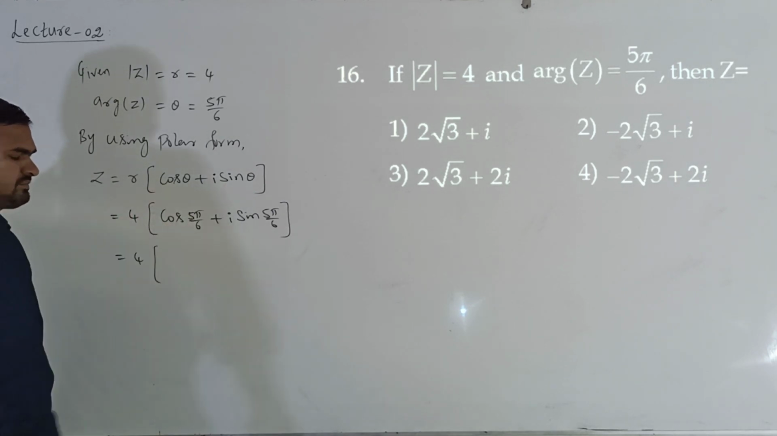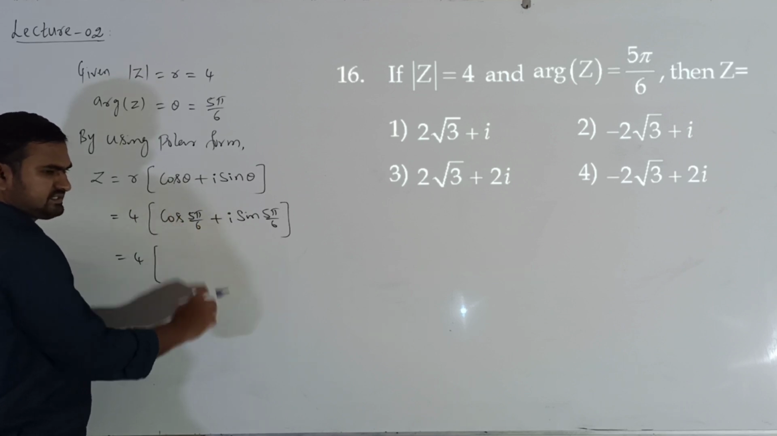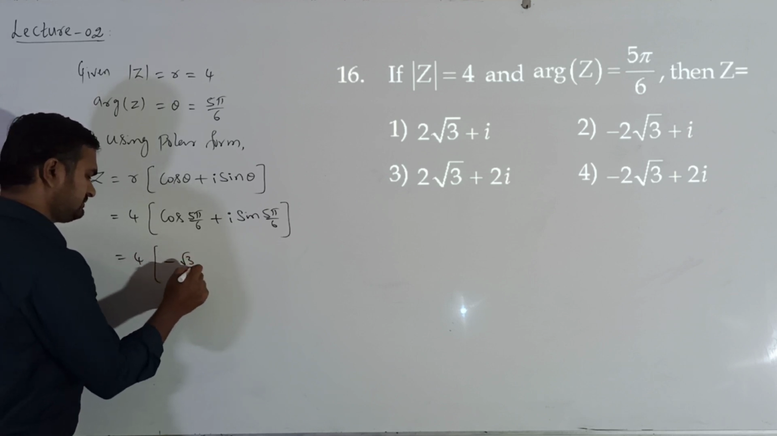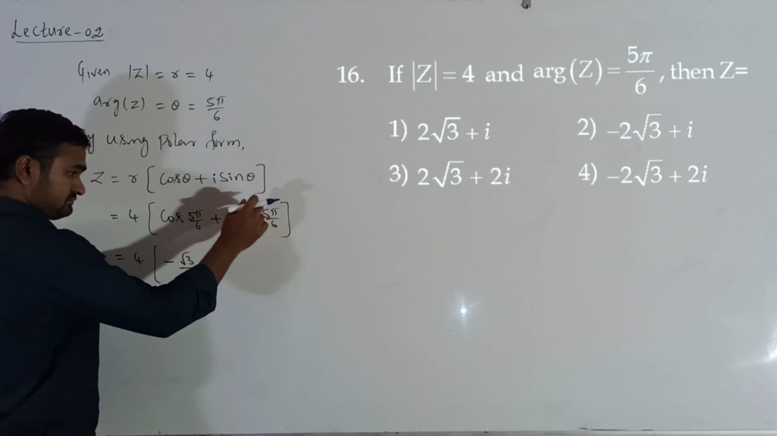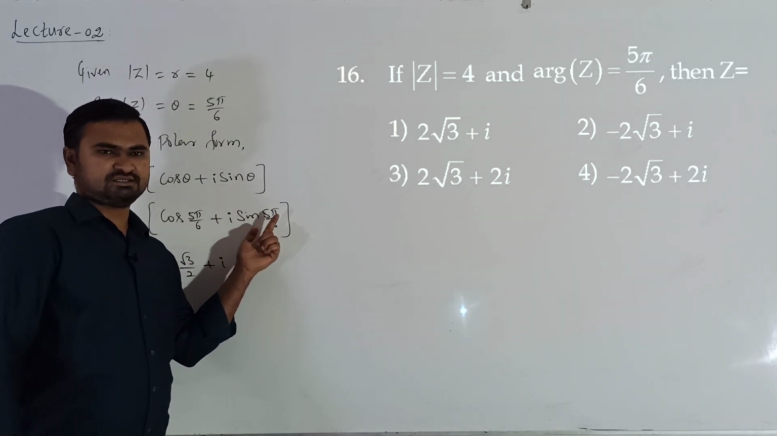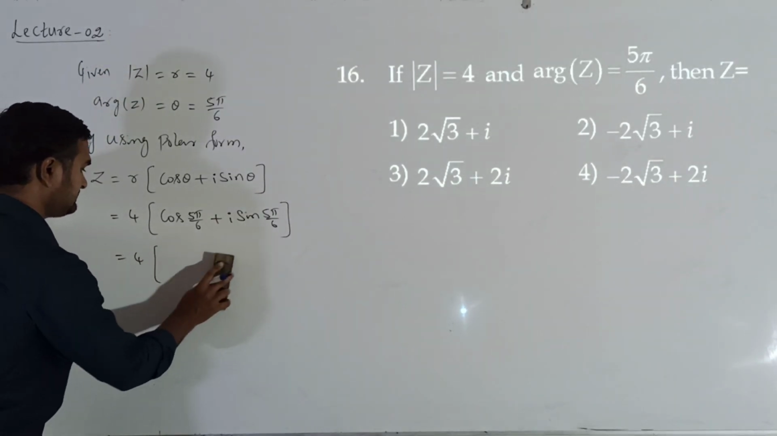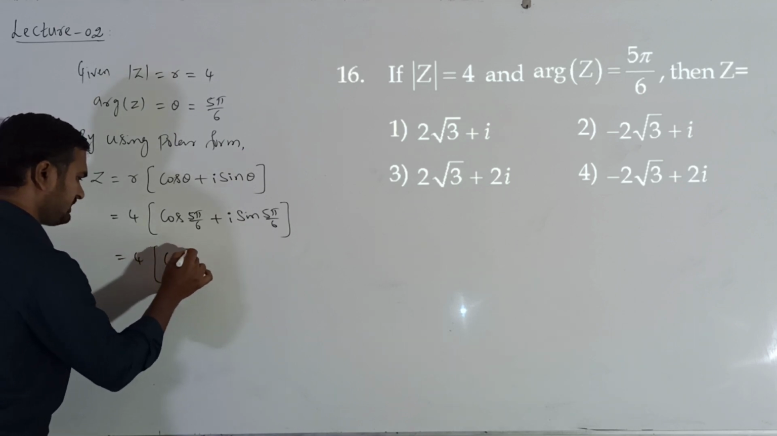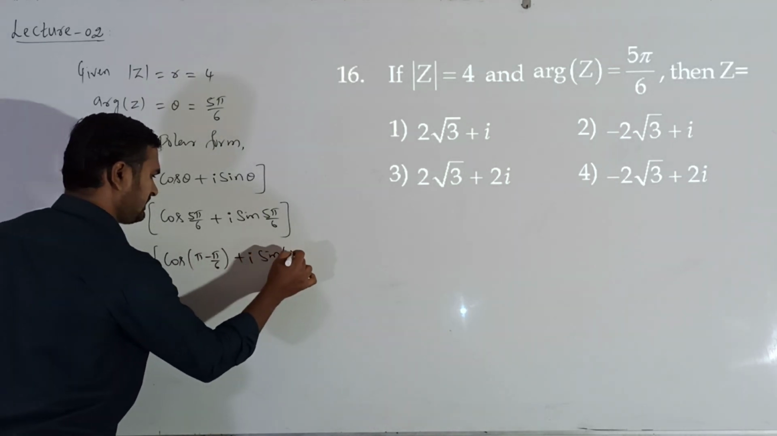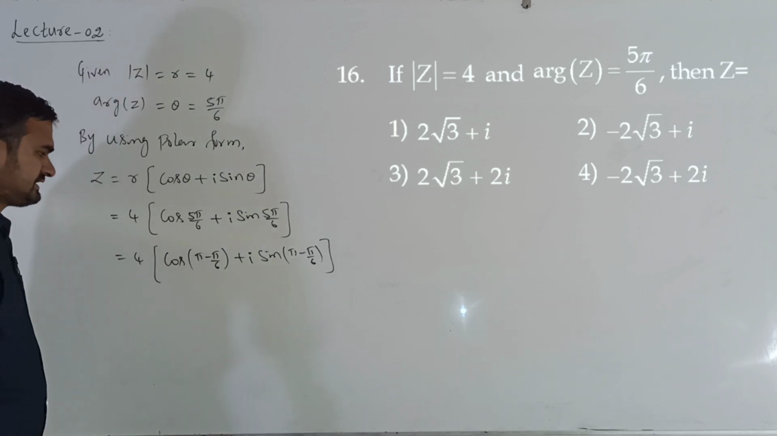What is the value of cos 5 pi by 6? 5 pi by 6 I can write as pi minus pi by 6. It lies in the second quadrant, cos is negative. So minus root 3 by 2, plus i into sin 5 pi by 6. The angle lies in the second quadrant, sin is positive. If you don't know how to write it directly, then we write it like this: cos 5 pi by 6 as cos of pi minus pi by 6, and sin of pi minus pi by 6. You know how to find these quadrant angles, we studied it in trigonometry.